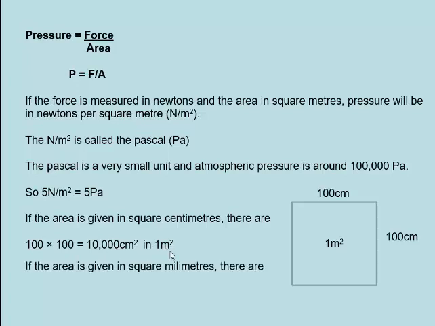If we go on to square millimetres, we then have 1,000 millimetres along this top row, and we've got 1,000 rows of 1,000 millimetres, which gives us 1,000 times 1,000, or 1,000,000 square millimetres in a square metre.